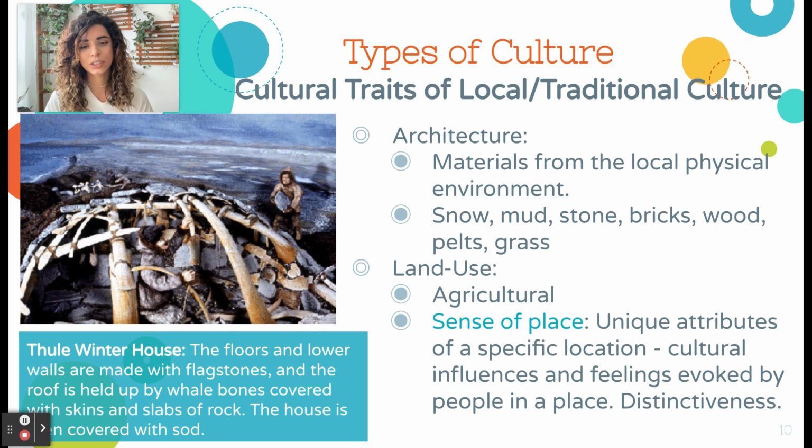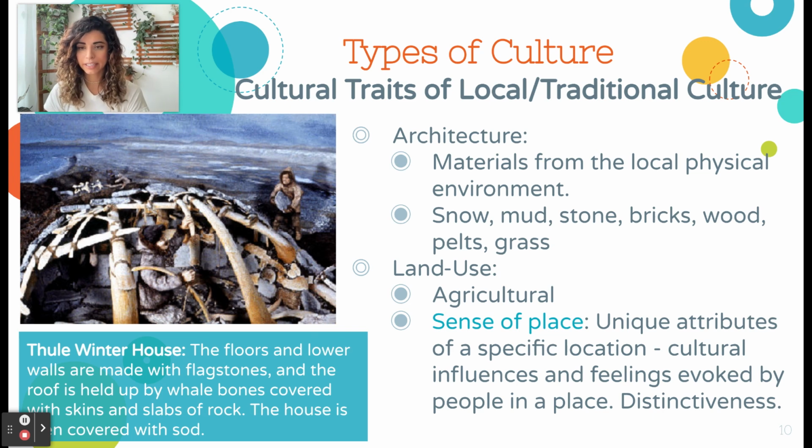In terms of land use, we see that it is often highly agricultural, and it also contributes to their sense of place. Again, linking back to Unit 1, the unique attributes of a specific location, cultural influences and feelings evoked by people in a place. So, that helps to create that distinctiveness.